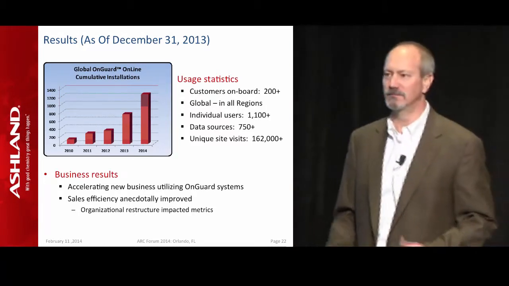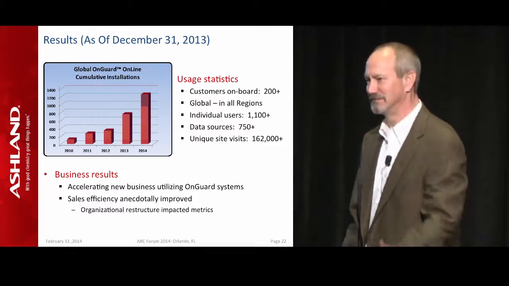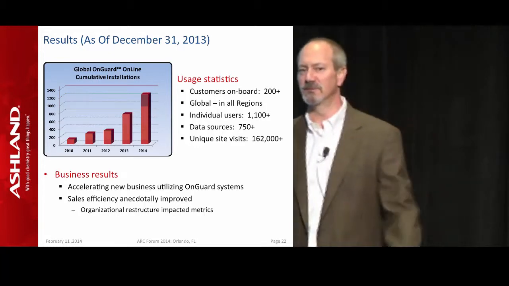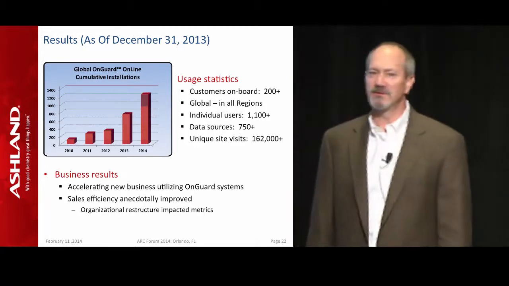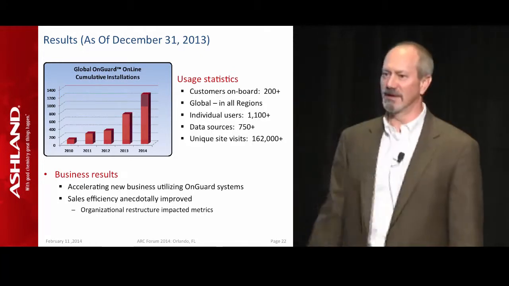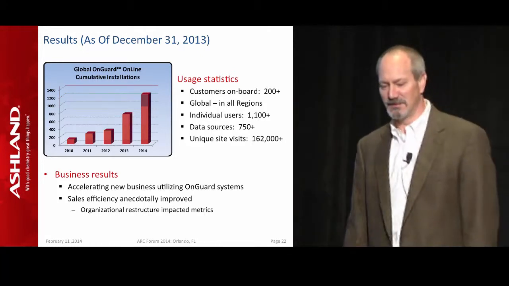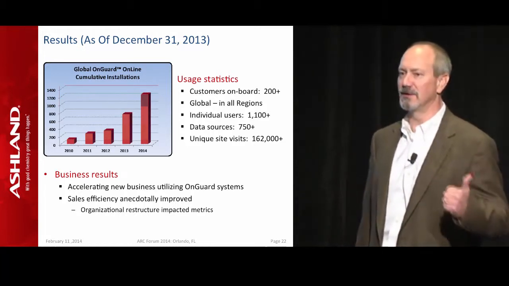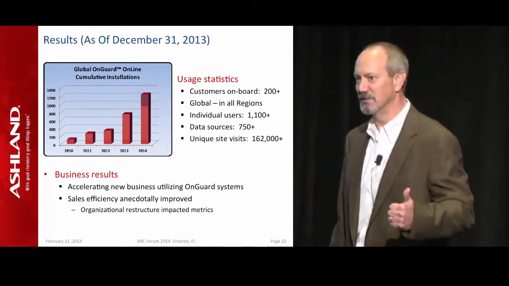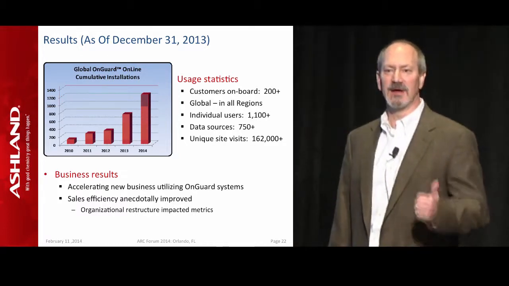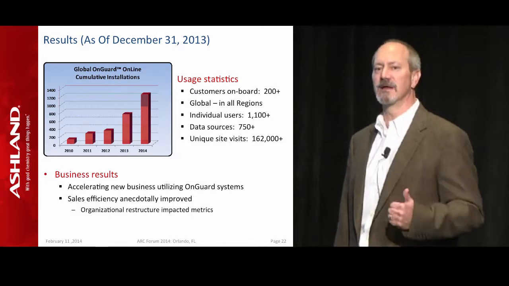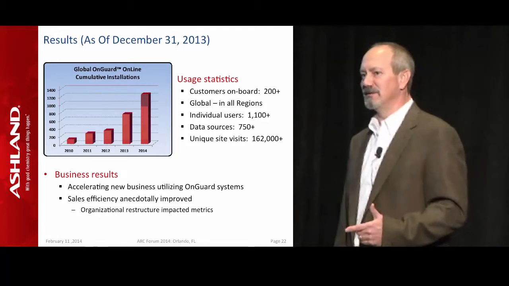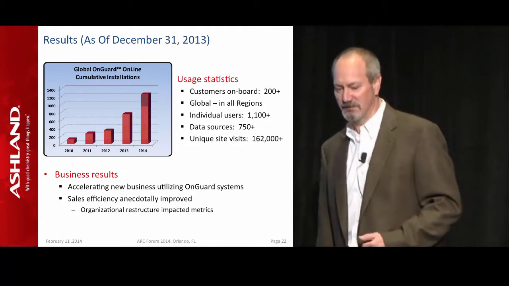We're in all regions, so all over the world, data is being called in and worked with this. 1,100 individual users, well over 750 different data sources, and a lot of site visits. I guess we have Google Analytics on that, and a lot of people coming to visit. From a business results standpoint, we were looking for accelerating our year-over-year growth in new business. And we've seen the acceleration in growth, and a lot of that growth is tied in with this OnGuard platform. So we've been successful in terms of getting the differentiation in the marketplace we're looking for.